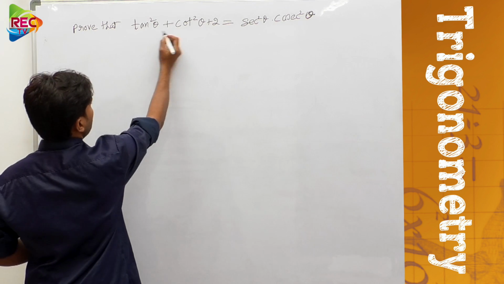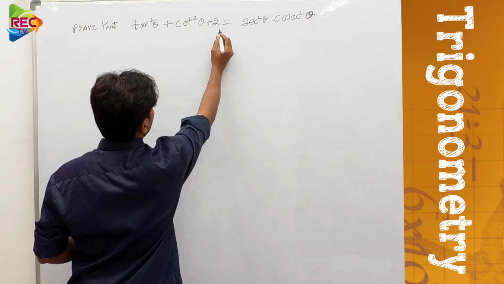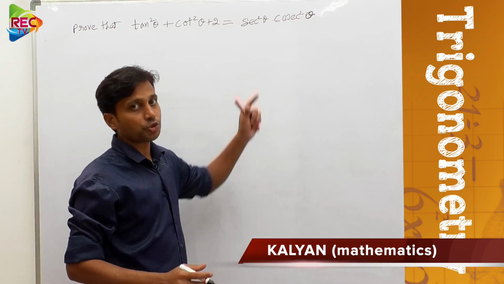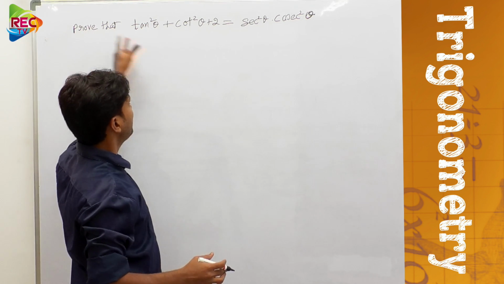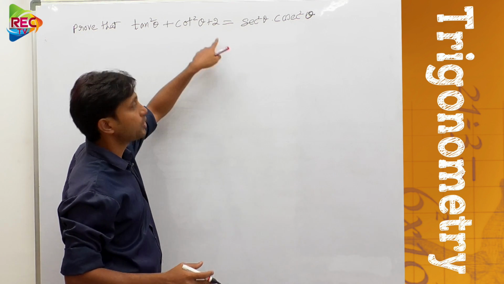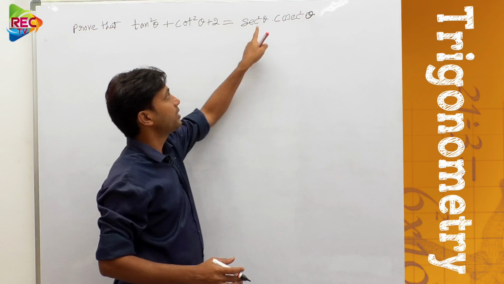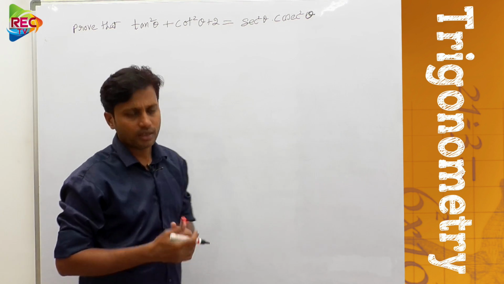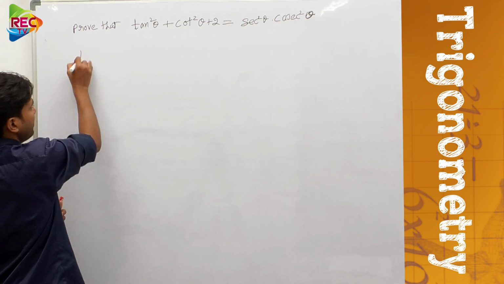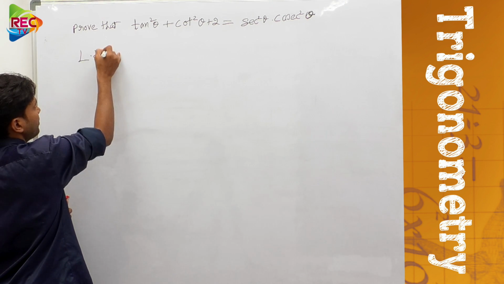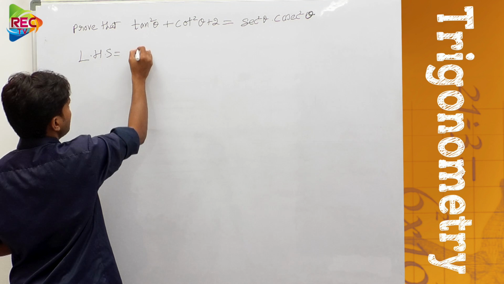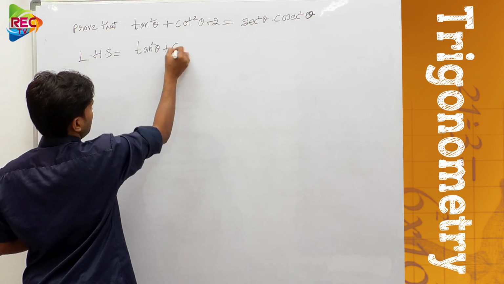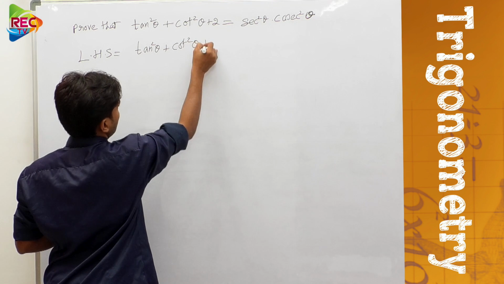We have tan square theta plus cot square theta plus 2 equal to secant square theta into cosecant square theta. We need to show that. Means we need to show that tan square theta plus cot square theta plus 2 equal to secant square theta into cosecant square theta. That we have to show here. Now for that we need to take LHS again. What is LHS given? LHS is given as tan square theta plus cot square theta plus 2.